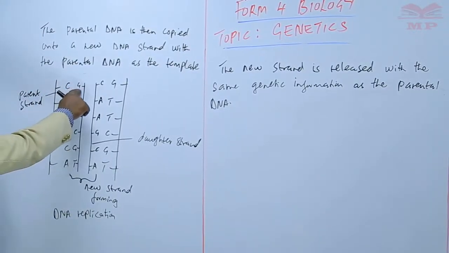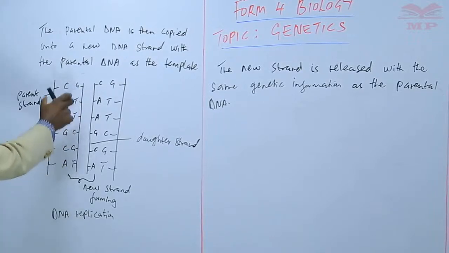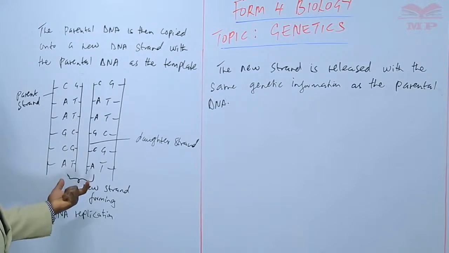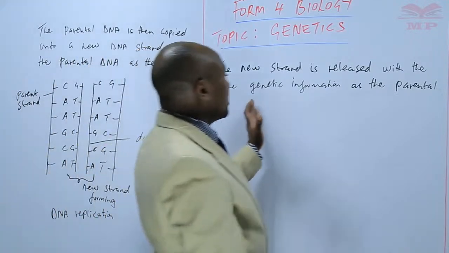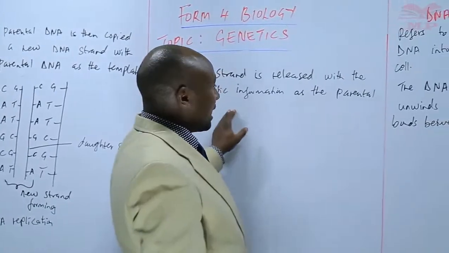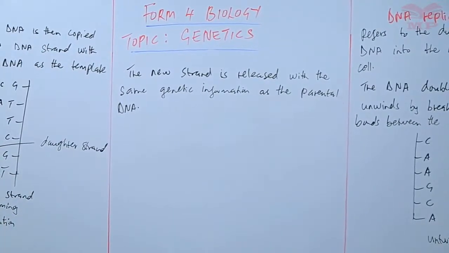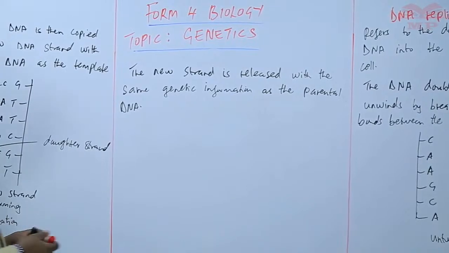So if it's a C, a G, A, a T, the way the bases pair up, the same applies to the other. Then the new strand is formed, and then it's released with the same genetic information as the parental DNA. So that is as far as the DNA is concerned.